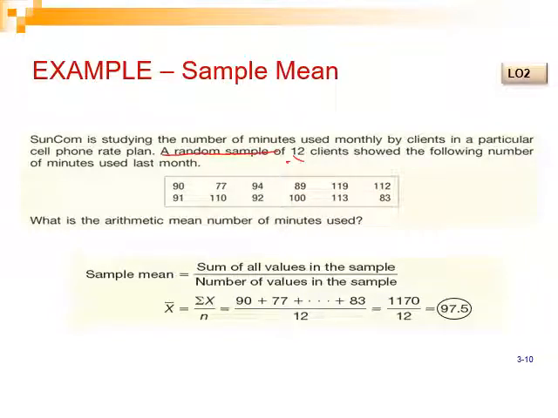So the sample mean, denoted by x bar because it's a sample mean, equals the summation of the values of the sample, starting with 90, 77, 94, 89 up to 83, all divided by 12, equal to 97.5. This is the value for x bar, or what's called the sample mean.